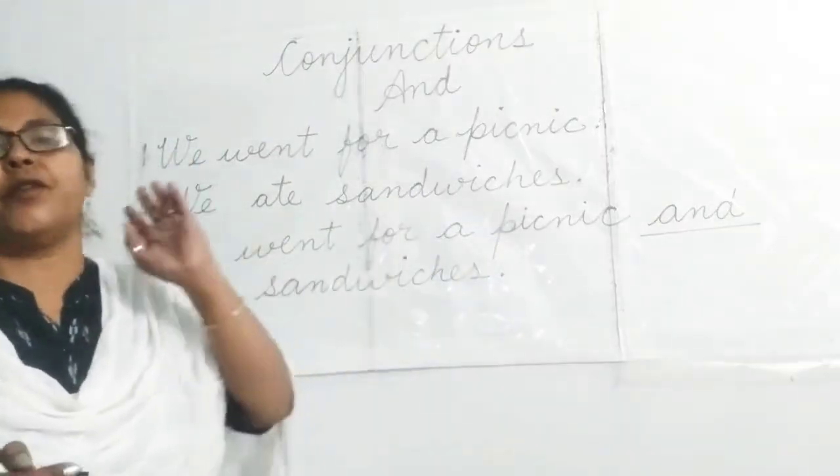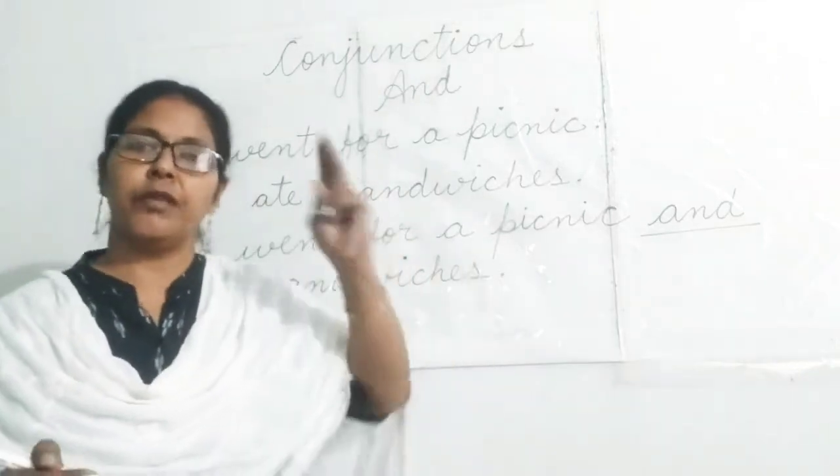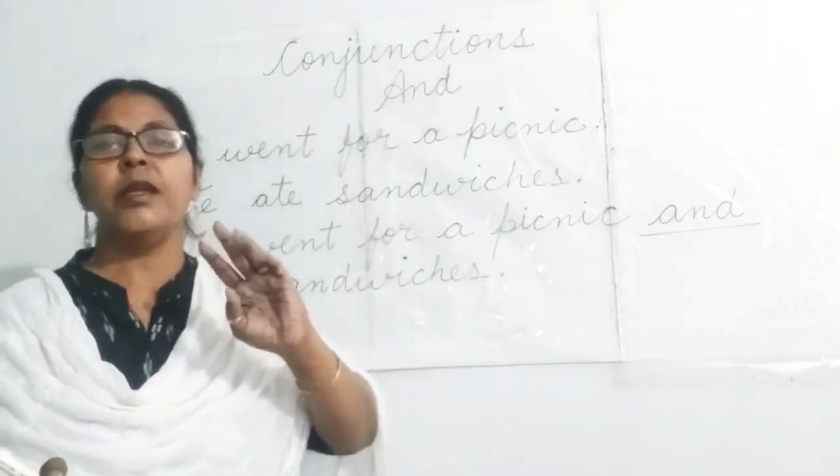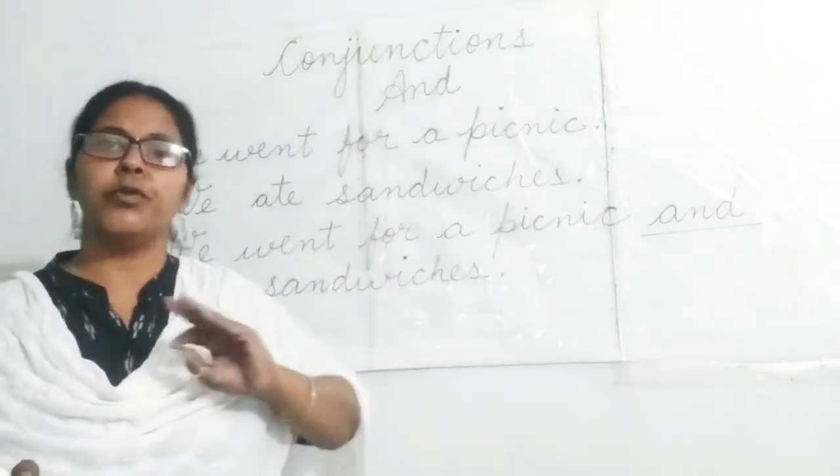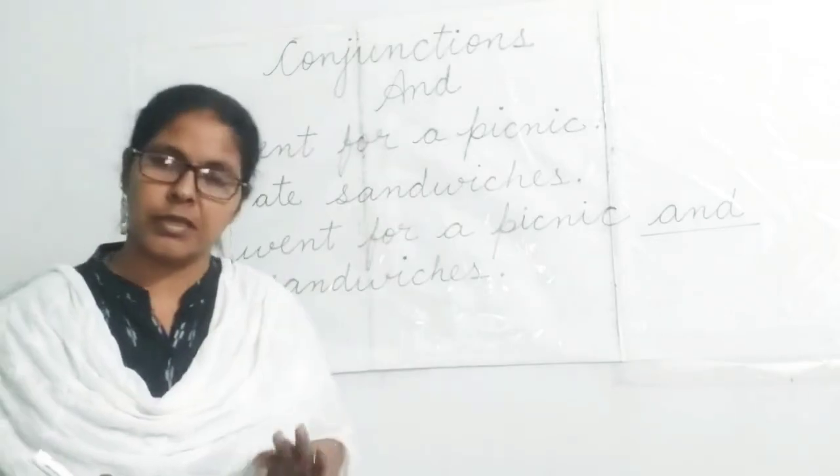So second time we are removing all the we's. Okay, both the sentences having we and you are using and to connect them. So second time you are going to remove the we from the second sentence.